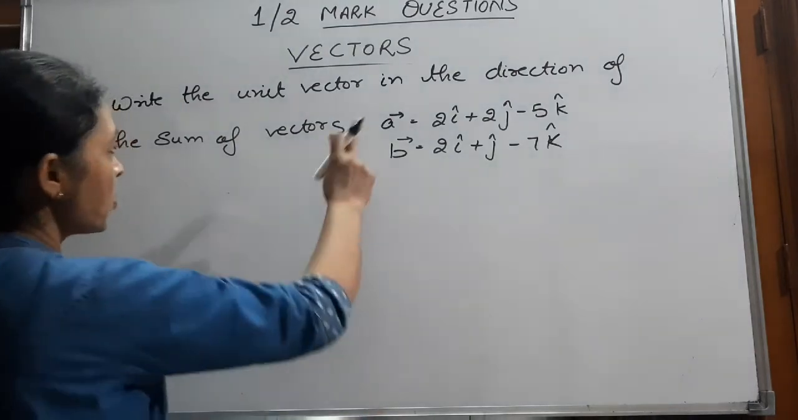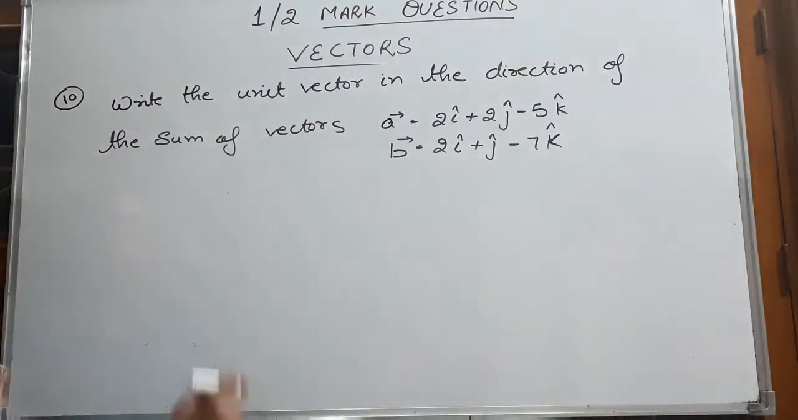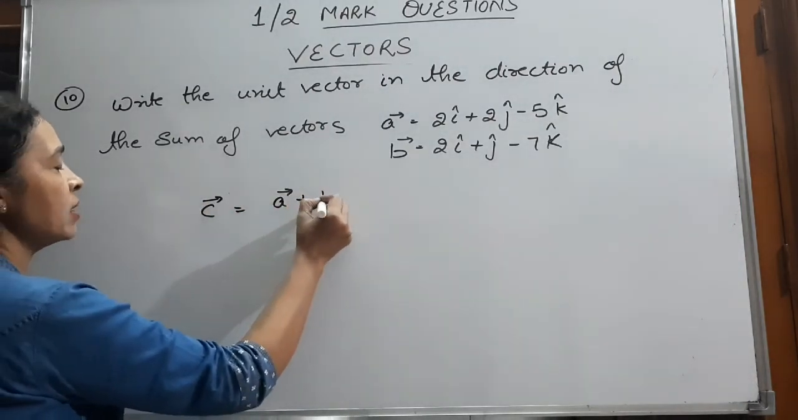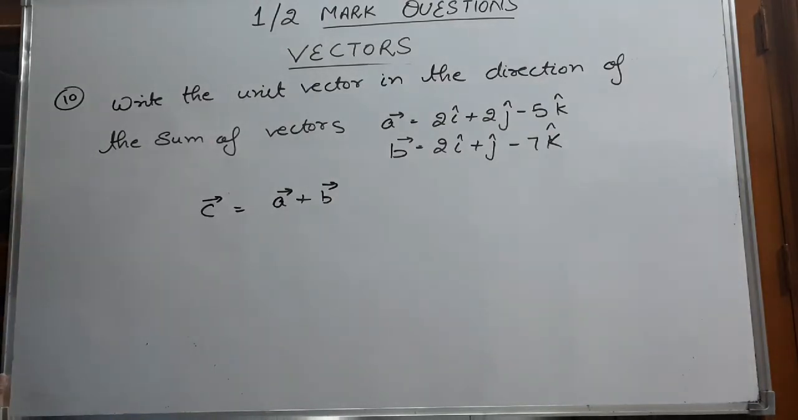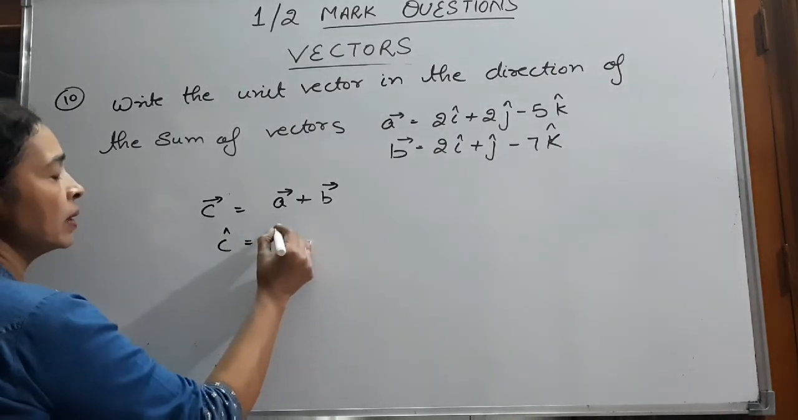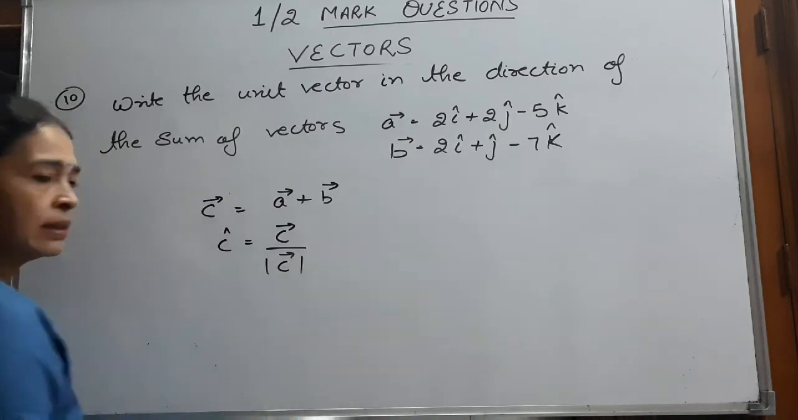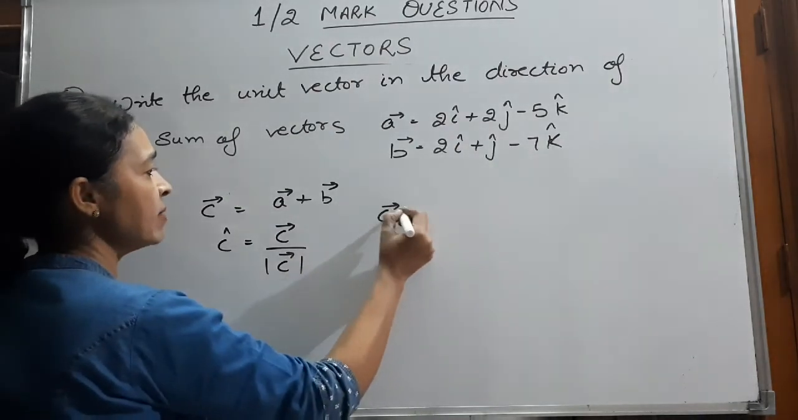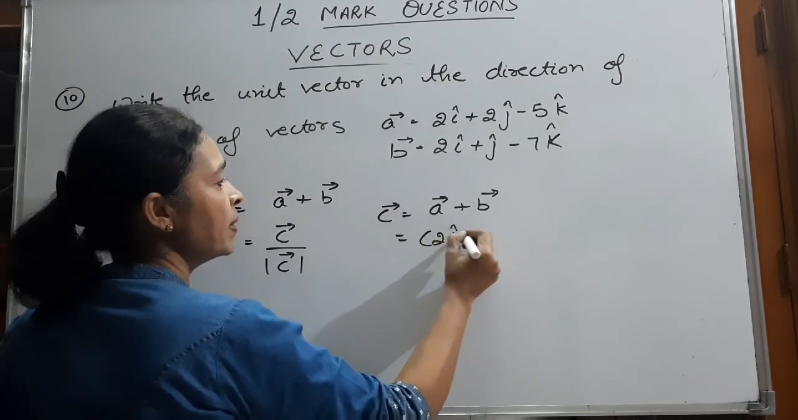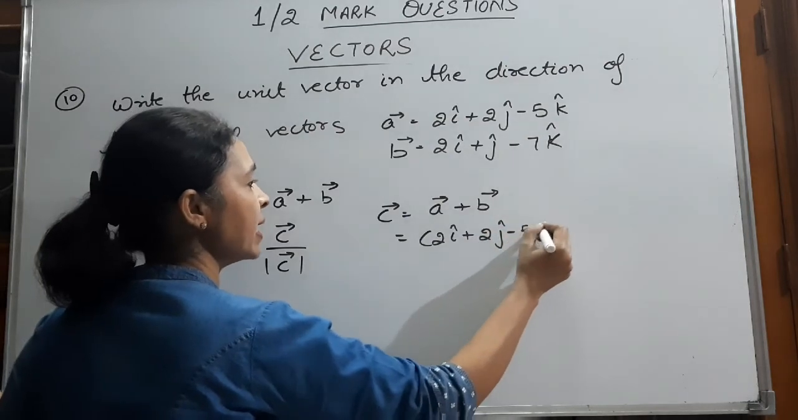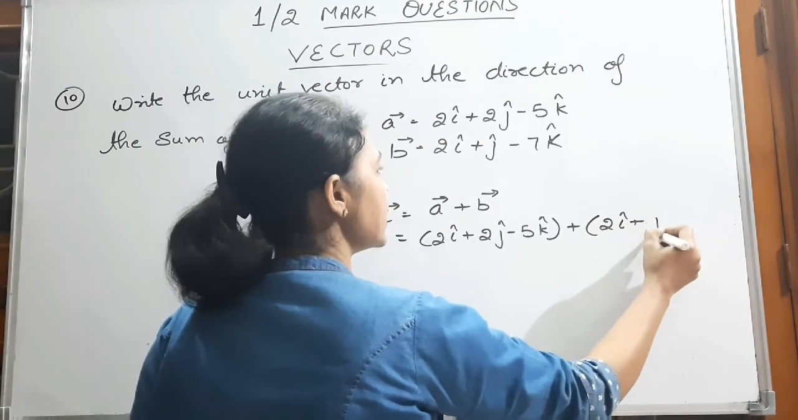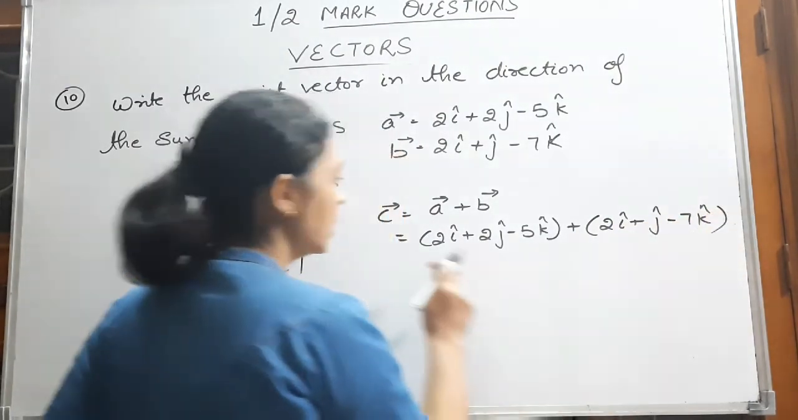Write the unit vector in the direction of the sum of two vectors, vector A and vector B. Now, let vector C equal vector A plus vector B. What we have to find? We have to find the unit vector. It means we have to find C cap. And what is C cap? Vector C upon magnitude of vector C. Now, first we will find vector C, which is equal to vector A plus vector B, that is 2i cap plus 2j cap minus 5k cap plus 2i cap plus j cap minus 7k cap.